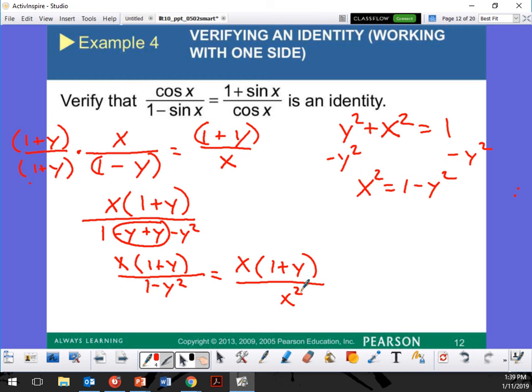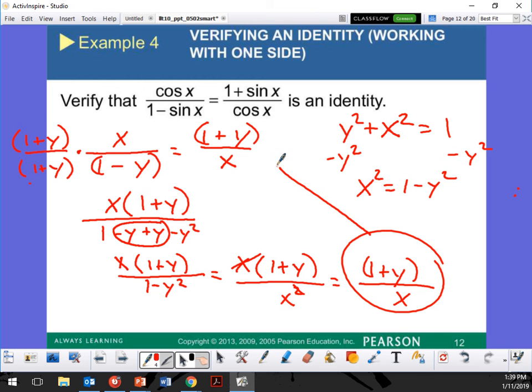Now, do I have an x on top and an x on bottom? Yes I do, right? So what can I do with the x on top and the x on bottom? Simplify and cancel one out. I could cancel out one of them, right? Yeah. I'm going to do that. So cancel that one and cancel. So that's now going to be 1 plus y over x.